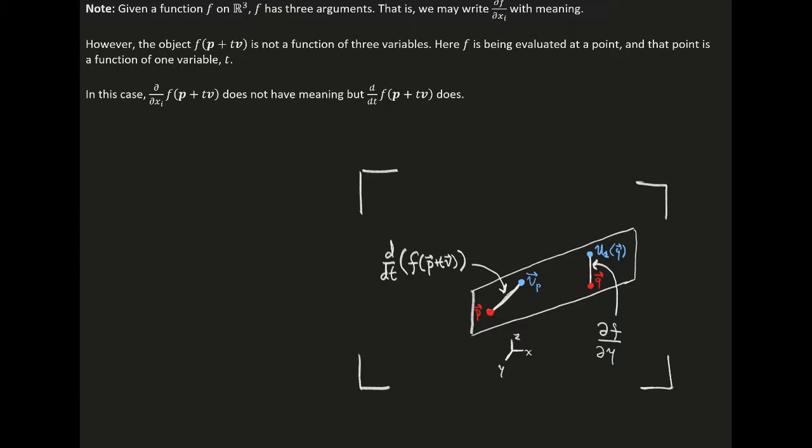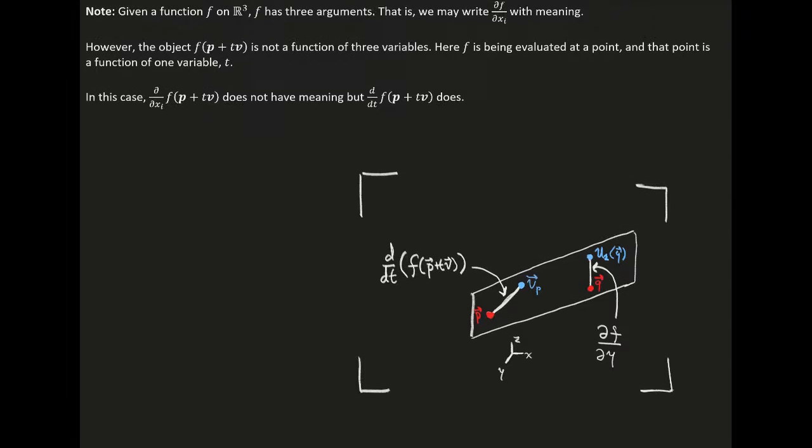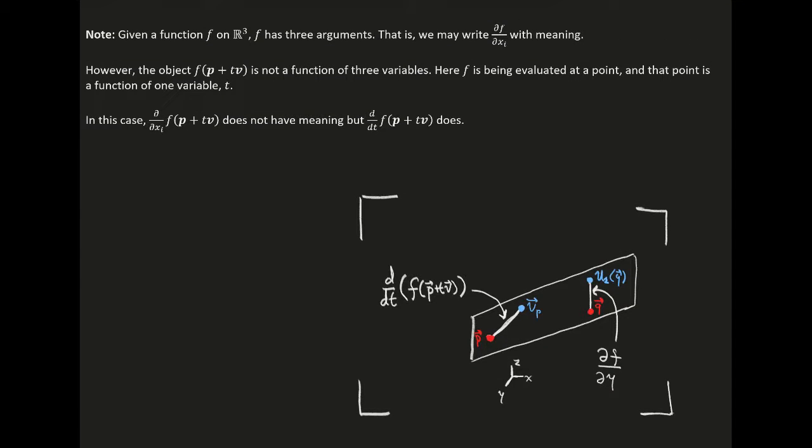Now, given a function f on R3, f has 3 arguments. That is, we may write partial f partial x_i with meaning. So recall in Calc 3, we might have a function f of x, y, and z. Then we could say, what is the derivative of f with respect to x, holding y and z constant? That makes sense when we just take a function on R3.